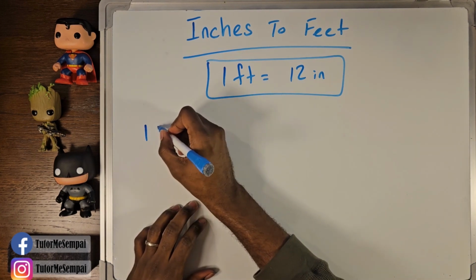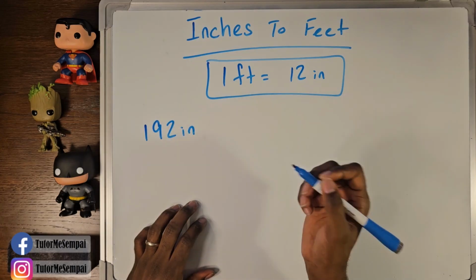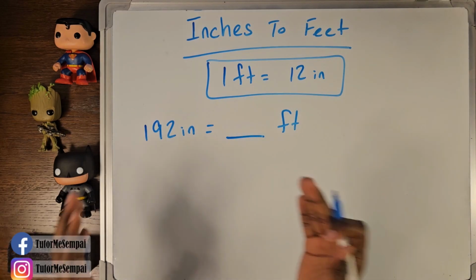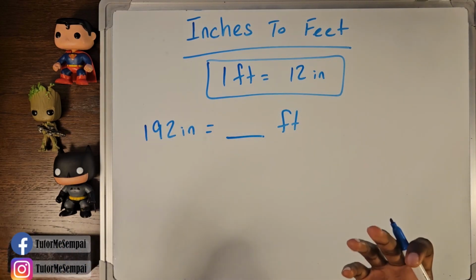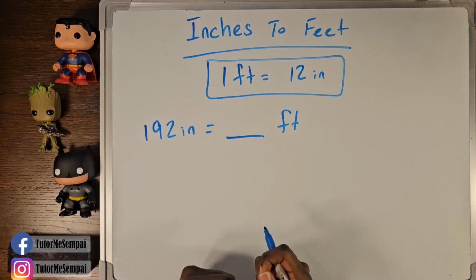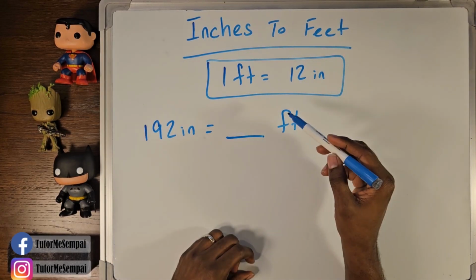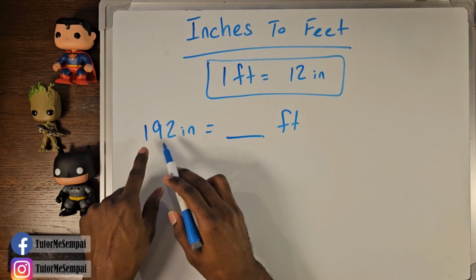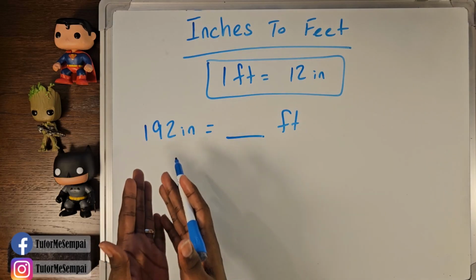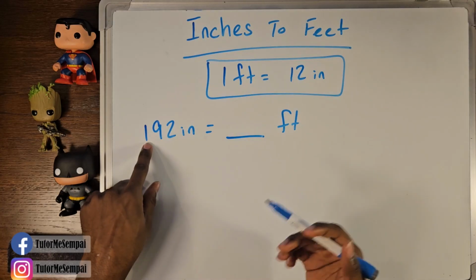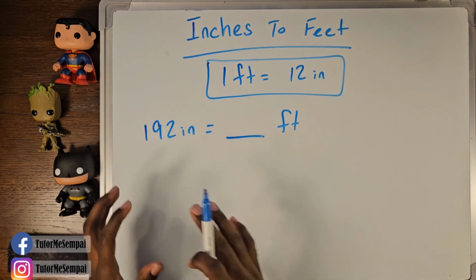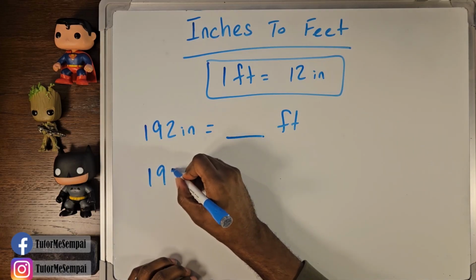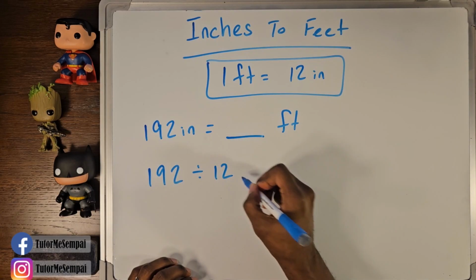So let's say we have 192 inches, and we want to know how many feet that's going to be. We're given 192 inches, but we don't know how many feet that would equal. Well, we know that every foot has 12 inches in it. So what we want to do here is figure out how many groups of 12 does 192 give us. If we were to break this up into groups of 12, how many groups would you have? And this is really just telling you to divide 192 by 12.